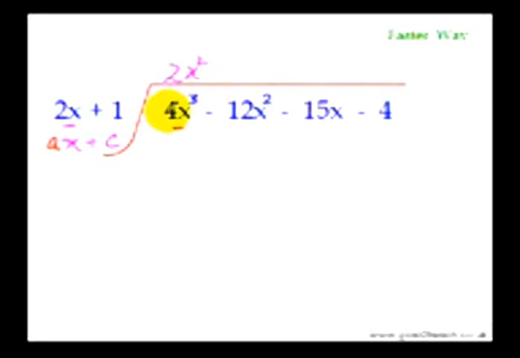Isn't it? Divide the number part with the number part and the variable part with the variable part. 4 divided by 2 will give us 2. X cube divided by x will give us x square. As simple as that. Now for the next term, like we always do, put a minus 1 here. That is the additive inverse of this one. And multiply this minus 1 with this 2x square and add it to the next term of the dividend. Minus 1 times 2x square will give us minus 2x square. Minus 2x square minus 12x square will give us minus 14x square. So we should be putting minus 14x here, isn't it?